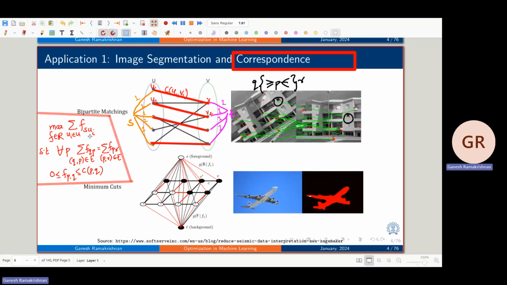So these are all Qs, these are all Rs. Is this clear? And then you also need to ensure that the flow from P to Q does not exceed the capacity from P to Q. So F from P to Q is less than or equal to the capacity of P comma Q. And obviously the flow cannot be negative. Okay. So these are your constraints.